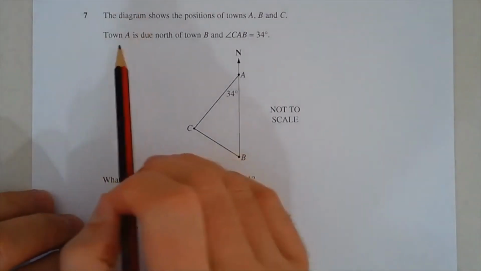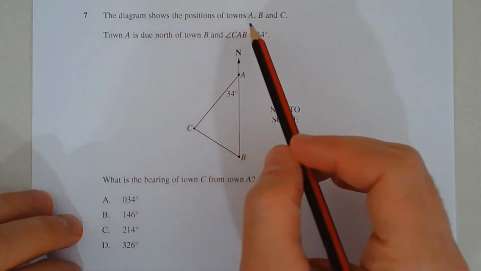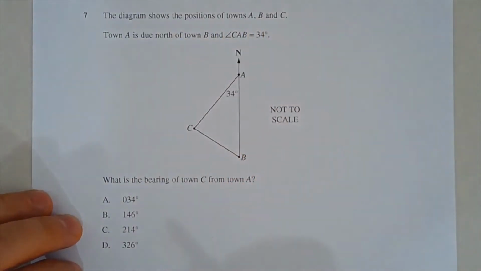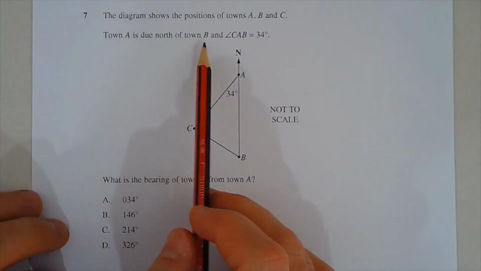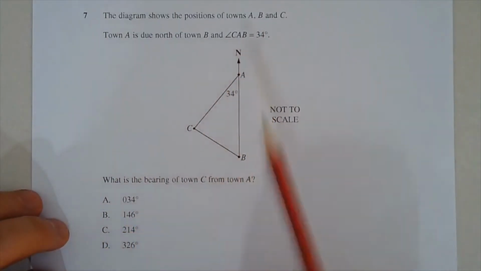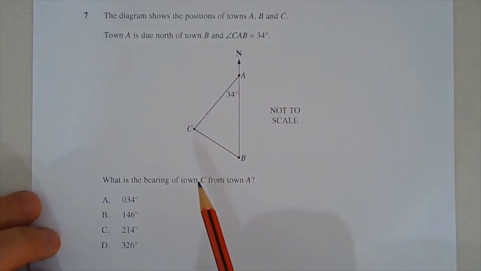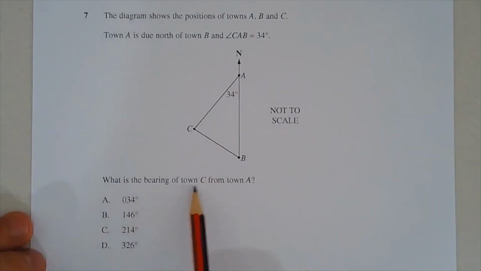Question 7. The diagram shows the positions of towns A, B, and C. Town A is due north of town B. Angle CAB is equal to 34 degrees. What is the bearing of town C from town A?